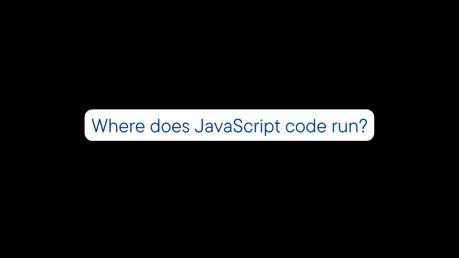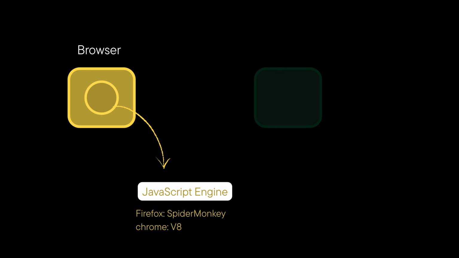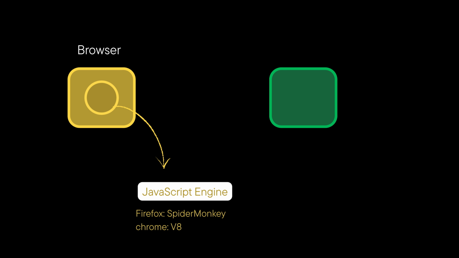Third question, where does JavaScript code run? JavaScript was originally designed to run only in browsers, so every browser has what we call a JavaScript engine that can execute JavaScript code. For example, the JavaScript engines in Firefox and Chrome are SpiderMonkey and V8. In 2009, a very clever engineer called Ryan Dahl took the open source JavaScript engine in Chrome and embedded it inside a C++ program. He called that program Node. Node is a C++ program that includes Google's V8 JavaScript engine.